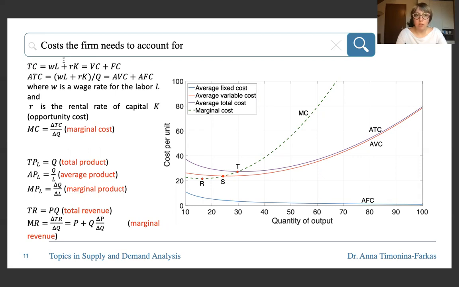The total cost can be subdivided into variable cost and fixed costs. In the short term, some costs are fixed and some are variable. In the long term, all costs are variable. Average total cost is just the total cost divided by the quantity produced. And again, it can be subdivided into average variable cost and average fixed cost.